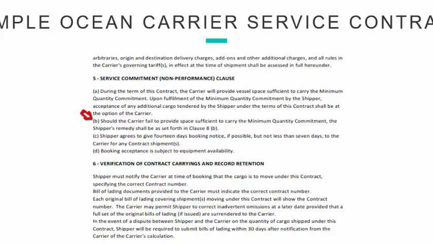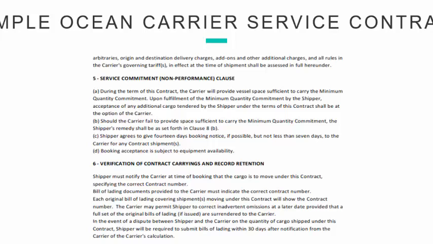But in B, let's read this. Should the carrier fail to provide space sufficient to carry the MQC, the shipper's remedy shall be set out as forth in Clause 8B. We'll get to Clause 8B in a second, and it does not favor the BCO. More on that in just a second.